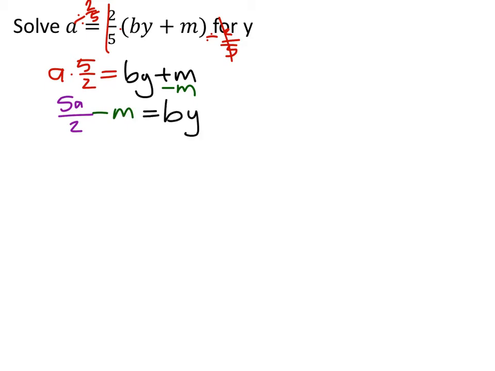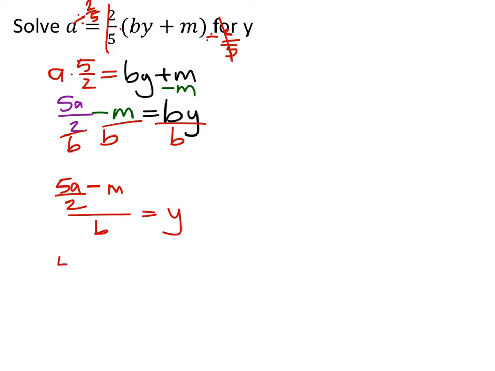But I don't want by's, I want just y. So right here we'll divide both sides by b. So I'll just show this is divided by b. I'm kind of okay with that myself, right? 5a over 2 minus m over b equals y, but I really assume that what they want you to do is divide both terms by b. So we'd have to divide that by b, which gives us a complex fraction. It's not too bad. It just gives us 5a over 2b minus m over b equals y.